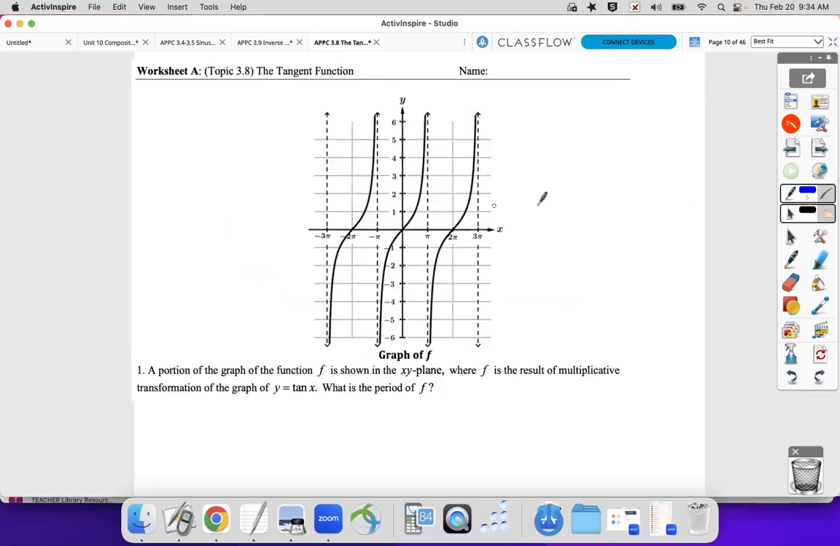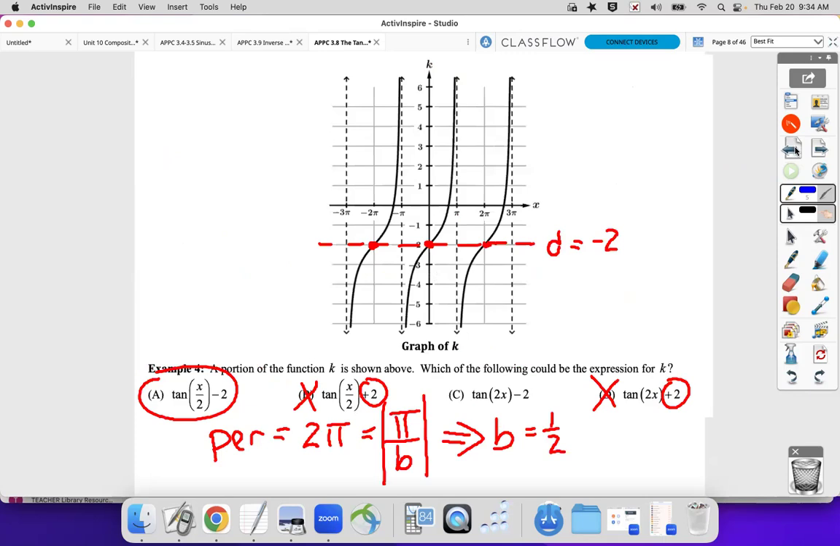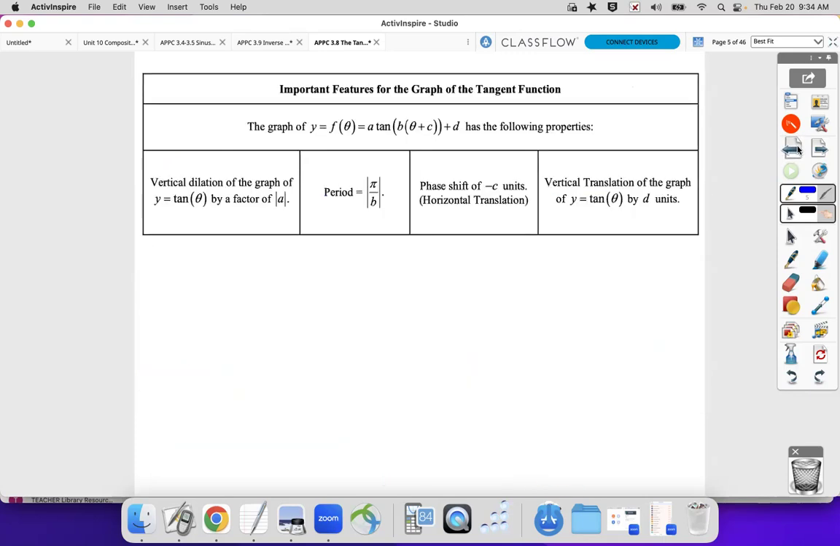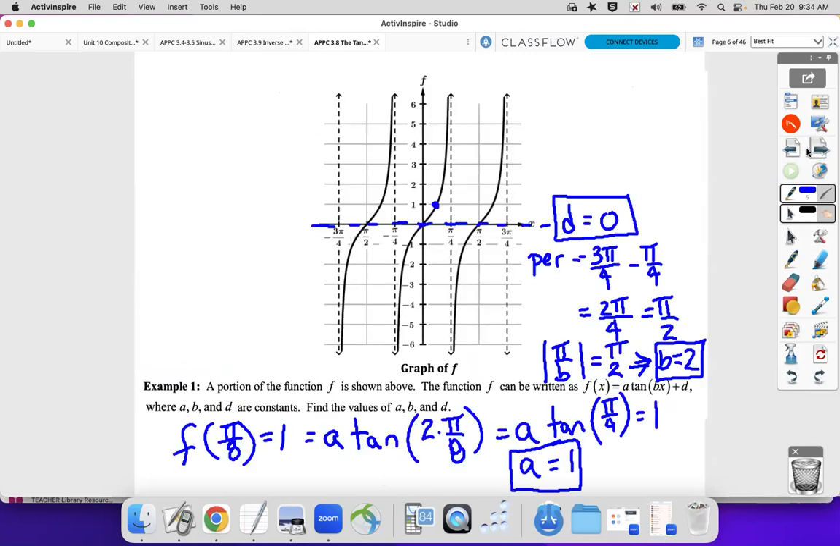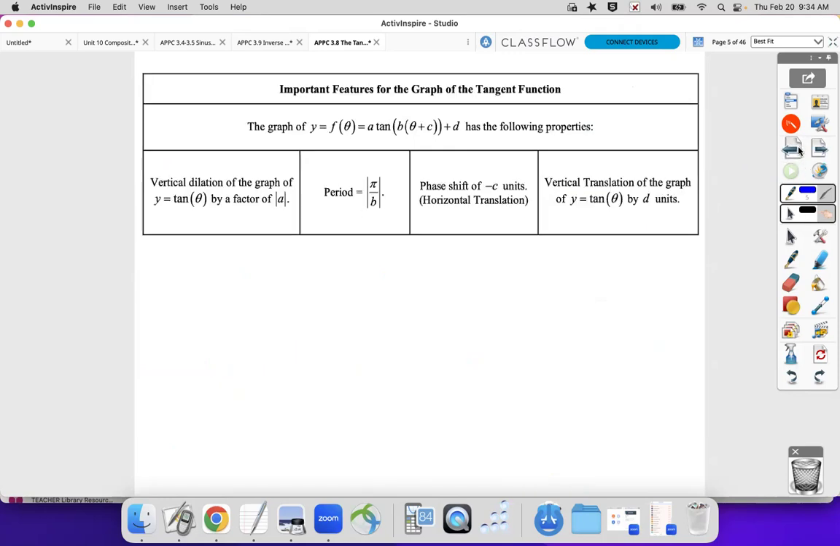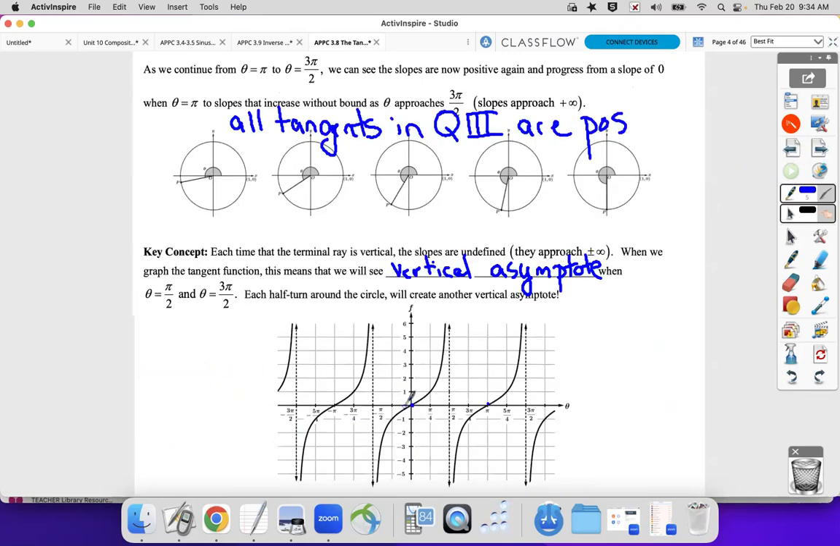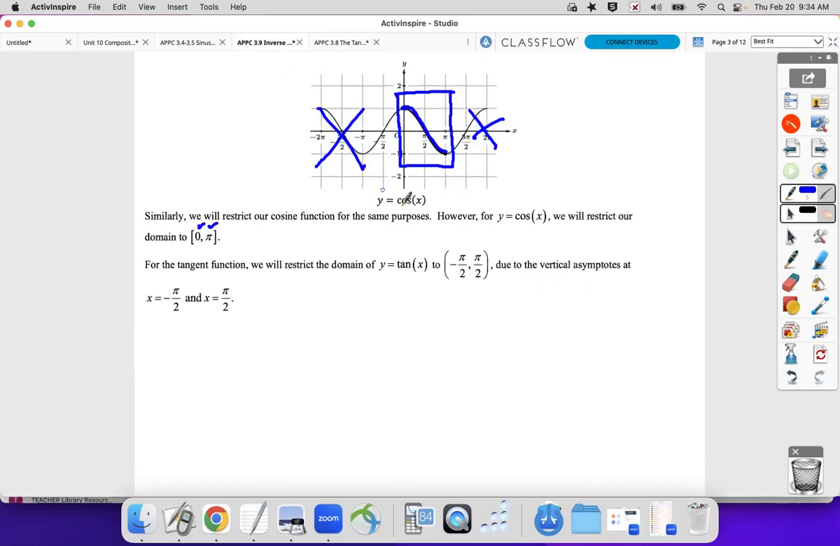It's a vertical asymptote. Indeed it is. So on the regular tangent graph, the negative pi halves and the positive pi halves, and then every pi units forward or backward from those are the vertical asymptotes. So that's why we can't say we have one at negative pi halves or pi halves. We can only go up to that boundary, and that's why these are parentheses because of those vertical asymptotes.